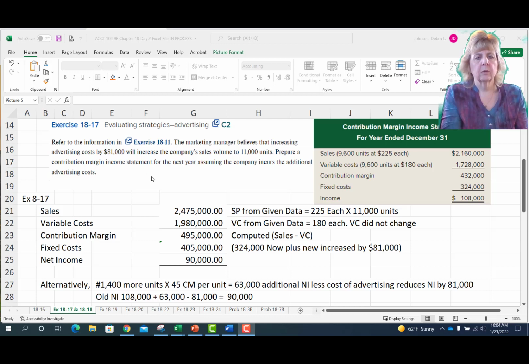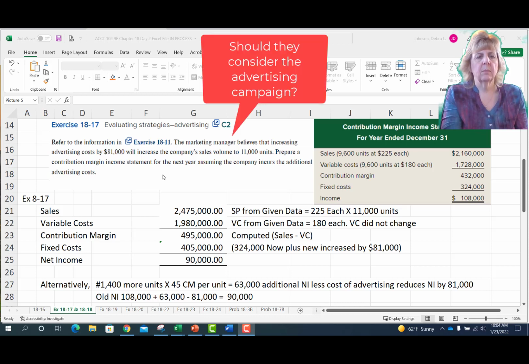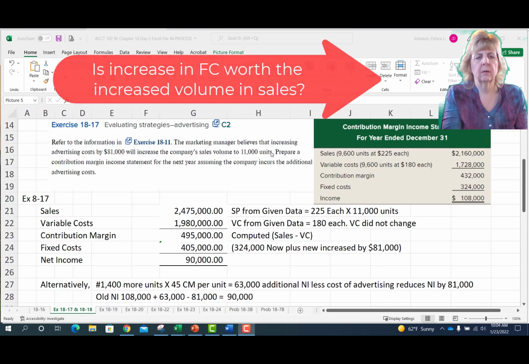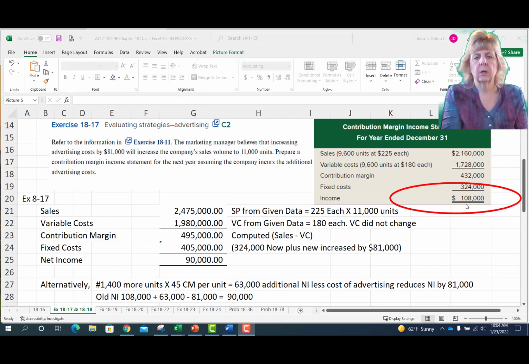Okay, on the first one, where they were contemplating an advertising campaign, it says the manager believes that increasing advertising costs by $81,000 will increase the company's sales volume to 11,000. They want to know what's the effect on the bottom line. Okay, well, currently in the current income statement, we're bringing in $108,000. So the question becomes, should they spend $81,000? That'll be considered a fixed cost. They could increase their sales volume to 11,000 units.